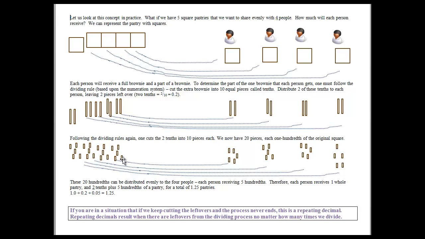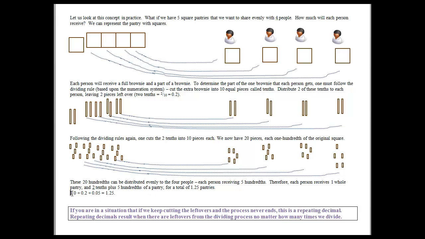So it's a 1/100th. We're going to give 5 1/100ths to this person, 5 1/100ths to the second person, 5 1/100ths to the third person, and 5 1/100ths to the fourth person. As you see, now there's going to be none left. There are no leftovers after we divide these hundredths up evenly between the 4 people. So we can represent this here.